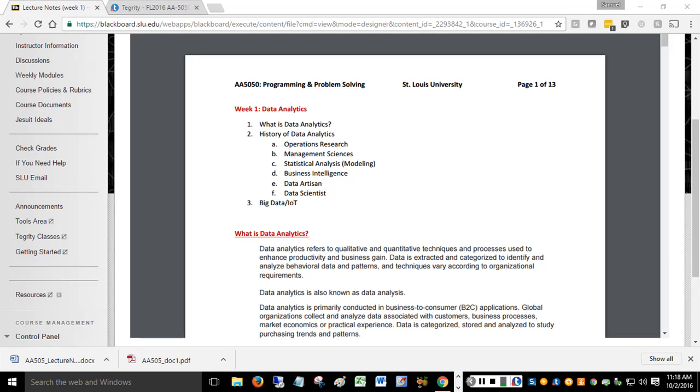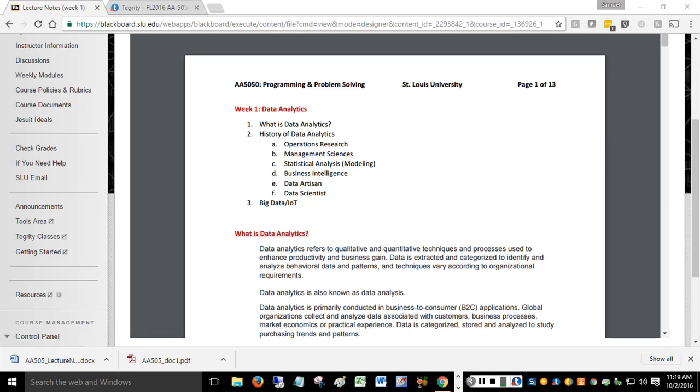Data analytics refers to qualitative and quantitative techniques and processes used to enhance productivity and business gain. You extract your data, you're going to categorize it to identify and analyze behavioral data, patterns, techniques, sequences, if you will, varying along organizational requirements. Sometimes you're going to see a lot of similarities in words that are used, one of which is data analytics is also known as data analysis.